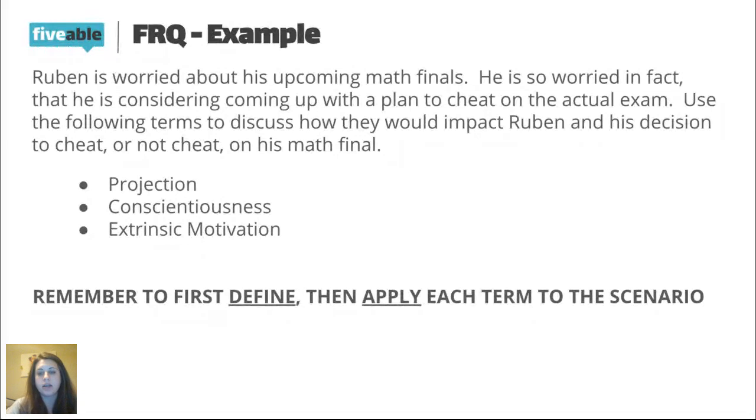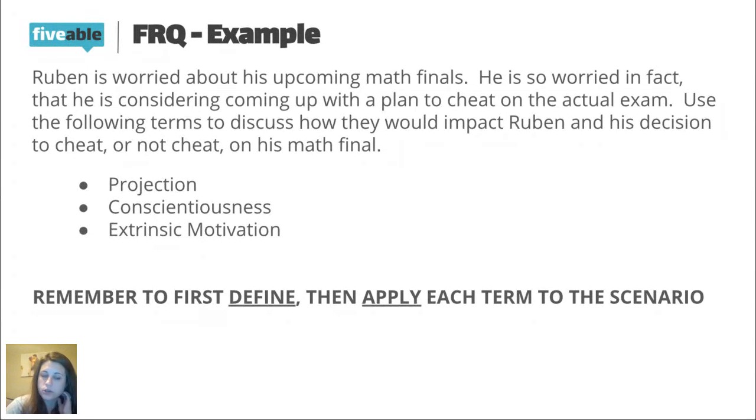And I would say this is a fairly common FRQ format. They give you a scenario, and then you have to talk about how something would impact a choice to do or not do something. That is the key that sometimes people mess up on, is that we forget to include how this will impact him. Will it make him want to cheat, or will it make him not want to cheat on an exam? And so I have my responses here, and I'll talk through them with you.